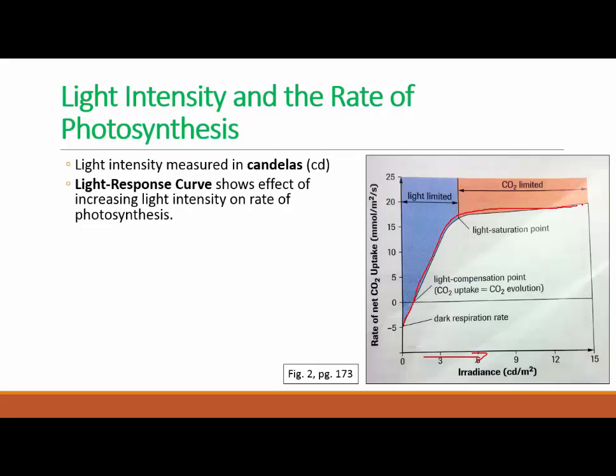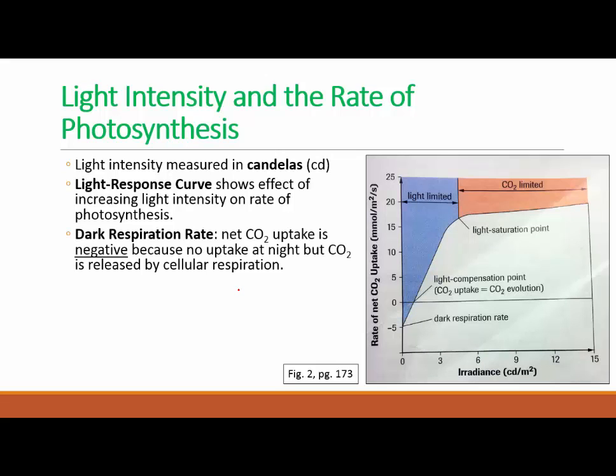All right, that's the rate of photosynthesis that's going on as it is affected by the light intensity or irradiance and sort of measured by how much CO2 is being taken up. So, as the light intensity goes up, you're going to see the rate of CO2 uptake going up, and that's sort of our measure of photosynthesis, photosynthetic rate. So the light response curve shows the effect of increasing light intensity on the rate of photosynthesis.